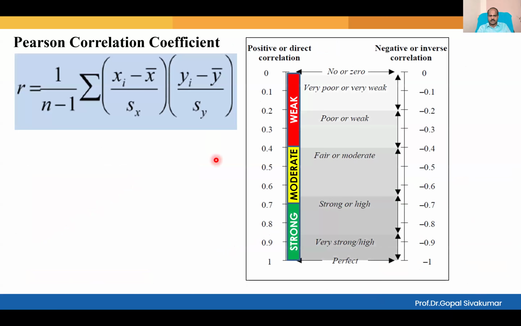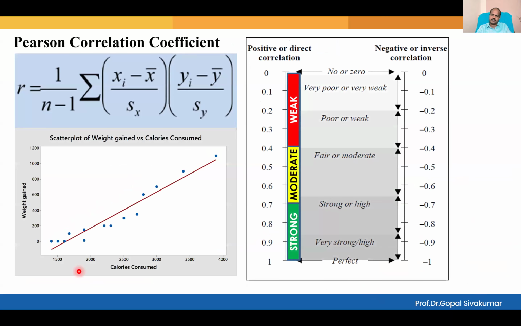Now, if I again show a graph, what do you think, all of you? Is this relationship perfect linear positive, or negative, or what is your opinion? It is definitely not perfect, because perfect means everything should fall on the regression line. That's not happening. So it can be either strong or very strong.